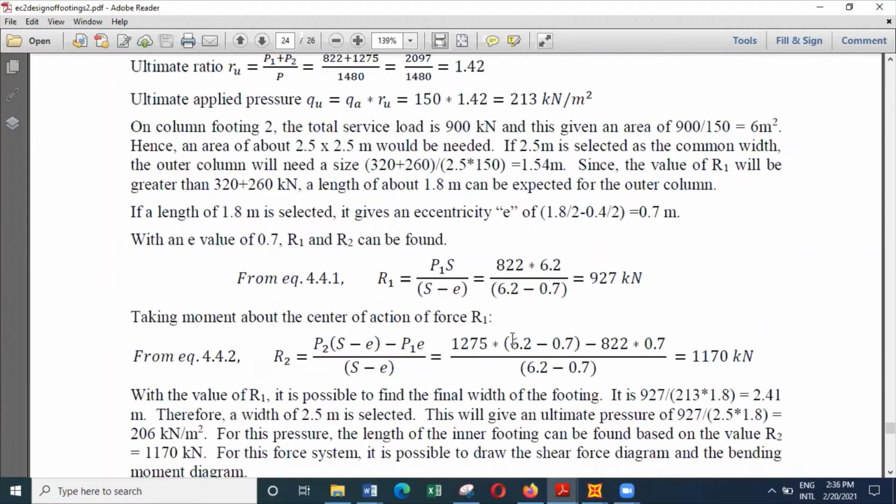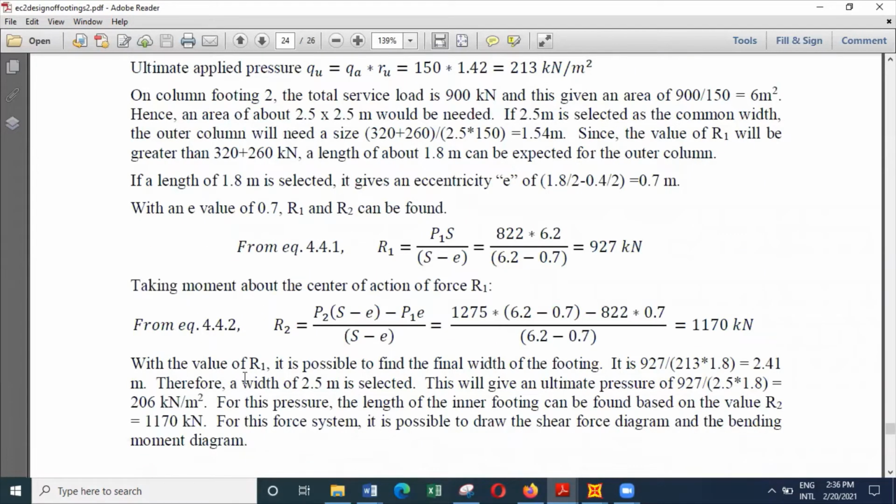So we can actually select the pressure that is going to act from below. So we have a footing of 2.5 meters of width, 1.8 meters of length, supporting an ultimate load of 900, ultimate pressure of 927. So we can divide 927 by 1.8 divided by 2.5. So you'll see that the vertical pressure that we can expect from below is 206.